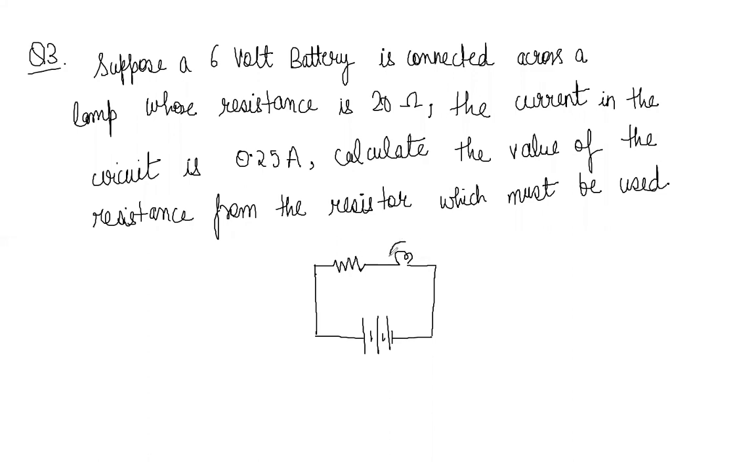If the resistance of this lamp is 20 ohm and the resistance of this resistor is not known, which is R, which you have to find also, and the potential of the battery is 6 volts, current flowing in the circuit is I, and its value is 0.25. So you have to find this value R. What should be the value of R?